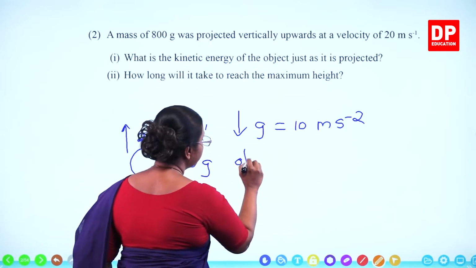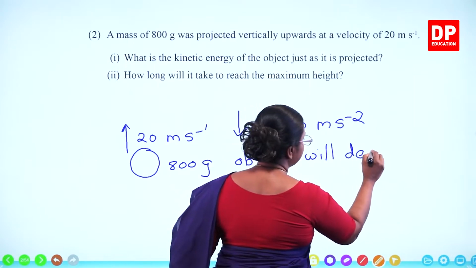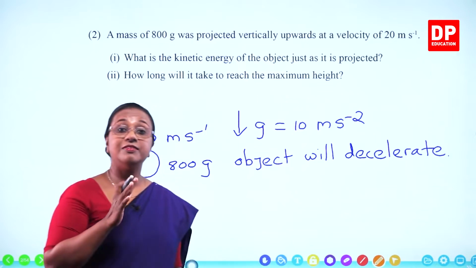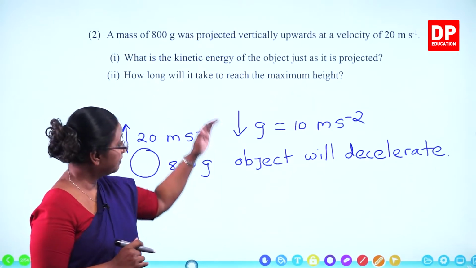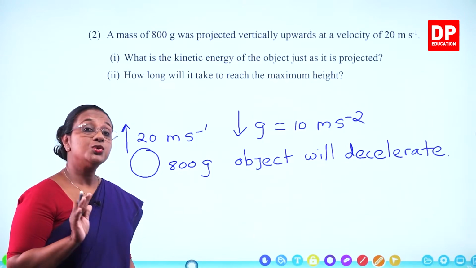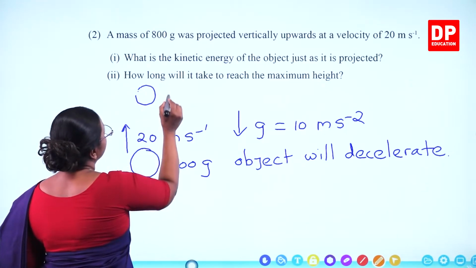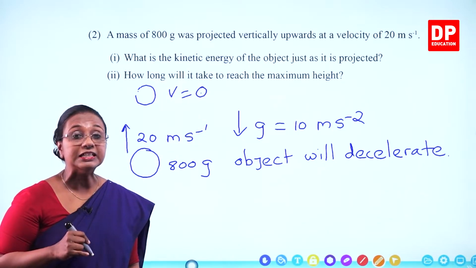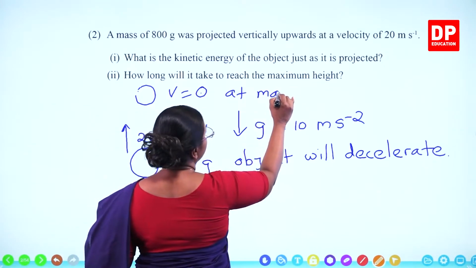So what happens there? The object is going to decelerate. You can remember that. We have done that with linear motion in a straight line. So object will decelerate because the gravity is acting downwards and the object is moving upwards. So what will happen? It will reach a certain height where the velocity will become 0. That will be the maximum height. So this is at maximum height.